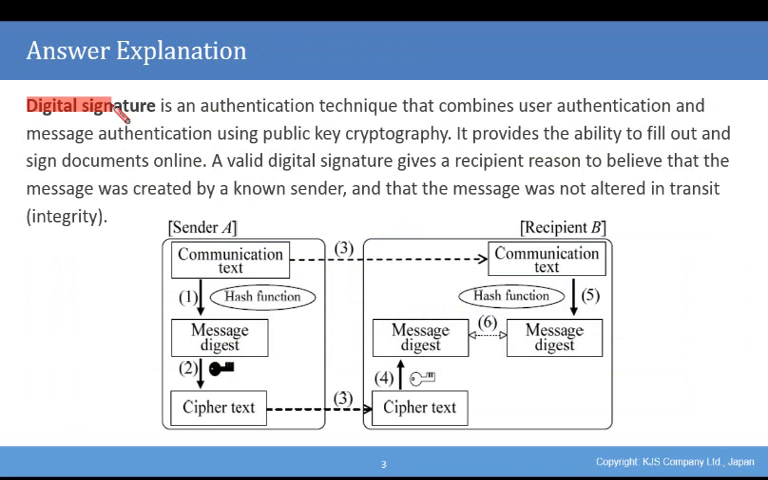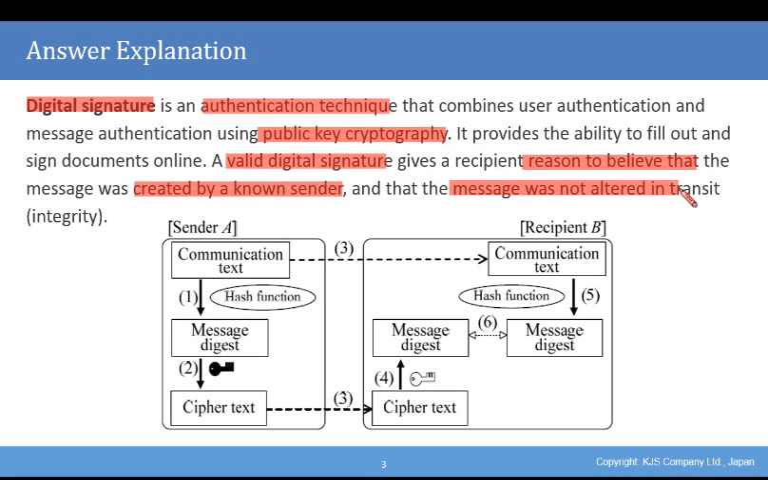So let's have a look at the digital signature. It is an authentication technique that combines user authentication and message authentication using public key cryptography. It provides the ability to fill out and sign documents. A valid digital signature gives the recipient reason to believe that the message was created by a known sender and that the message was not altered in transit, or integrity of the message.